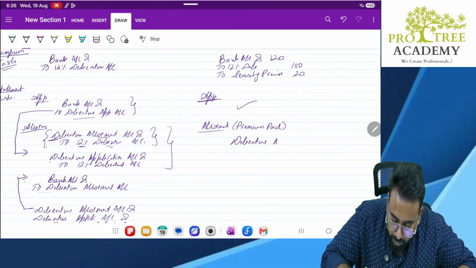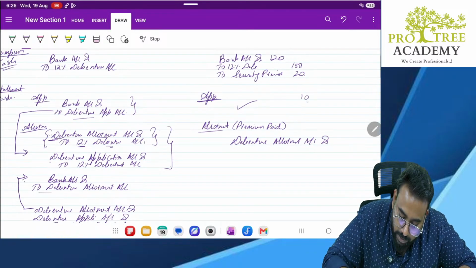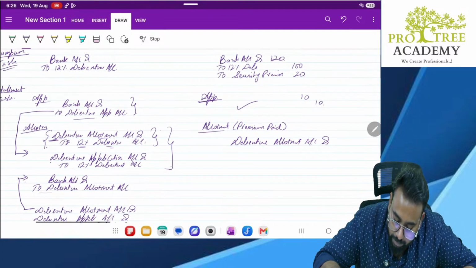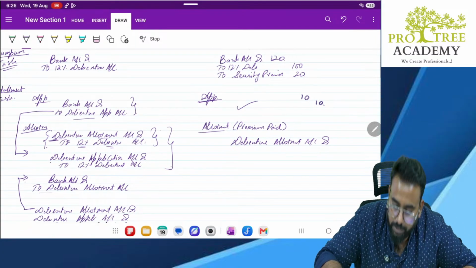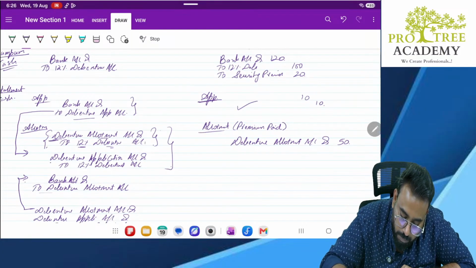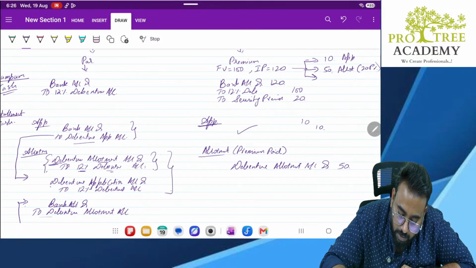Debenture allotment account debit. Suppose on application money we have collected 10 rupees. Let's take an example. Clear? Next, on debenture allotment, let's say we have taken 50 rupees, including the premium. So if you split this, 10 on application, 50 on allotment, of which 20 is premium. The balance we will collect in the first call.